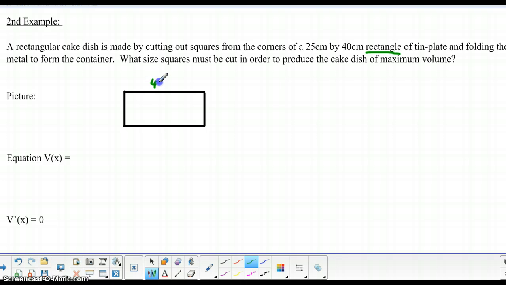So this would be our 40 centimeters, and this would be our 25 centimeters. And they're asking us to cut out a corner on each side here. It's a square they want us to cut. We don't know what length, that's what we have to figure out. But each corner is going to have the same size square being cut out of each corner.